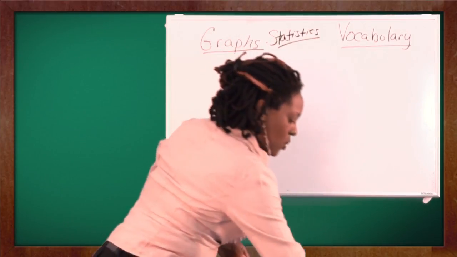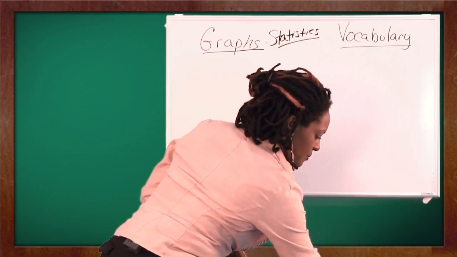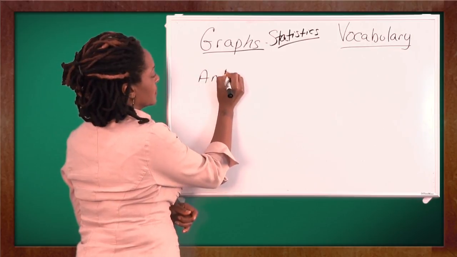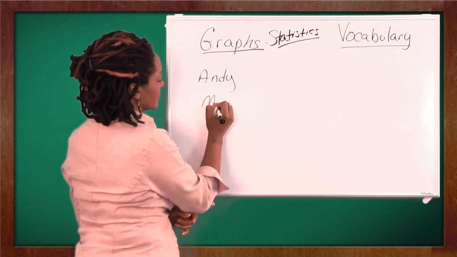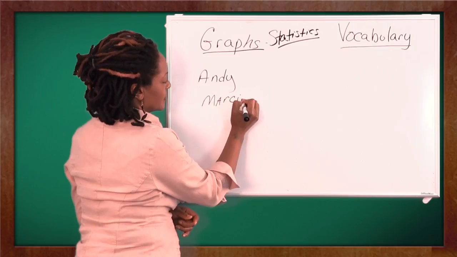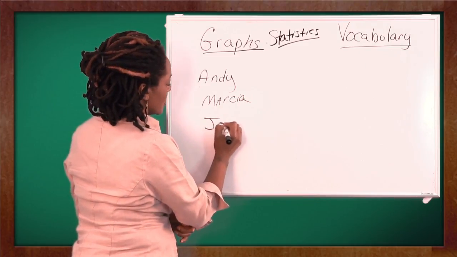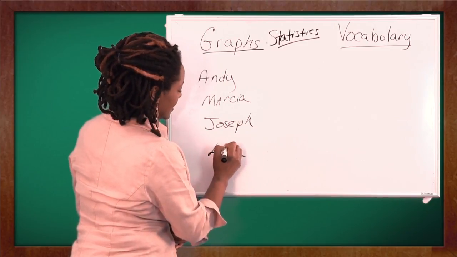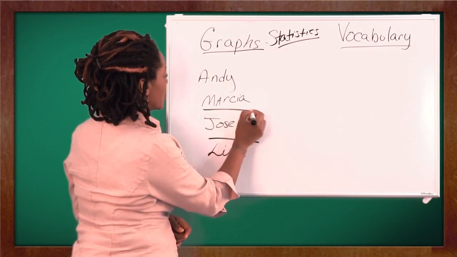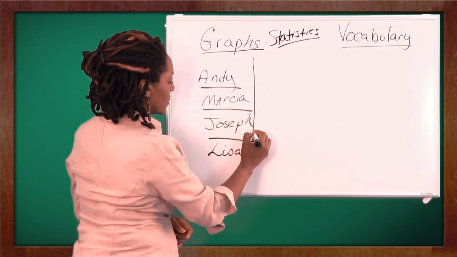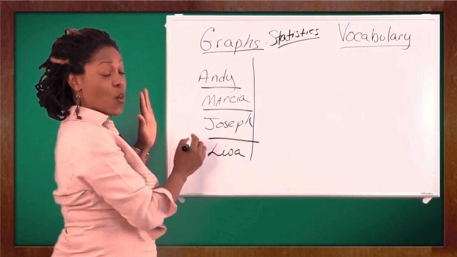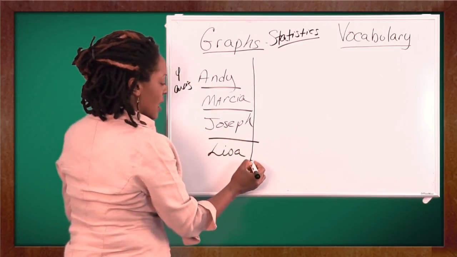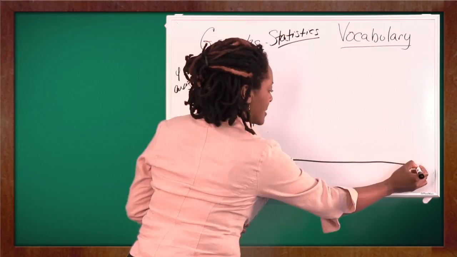Okay? So one more graph. All right, this time we're going to have some names. Andy, Marcia, Joseph, and Lisa. All right, so I've got 4 people on the y-axis. And here I am drawing my x-axis.